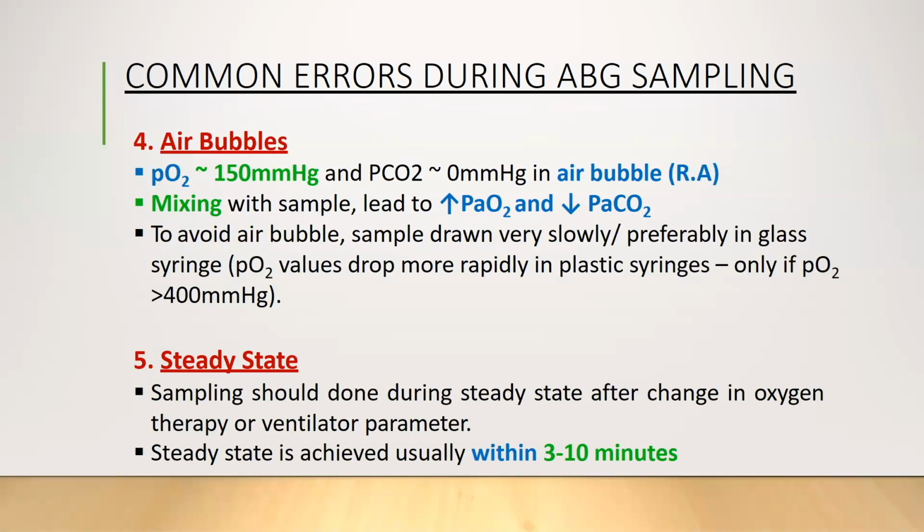Then air bubbles also can affect the ABG reading, because the PO2 in air is around 150 millimeters of mercury, and the PCO2 is 0 in the air bubbles. When mixing with the sample, this can cause an increase in PO2 or a drop in the PCO2. So to avoid air bubbles, the sampling should be drawn very slowly and preferably in a glass syringe. Usually the sample should be taken after a steady state following a change in oxygen therapy or the ventilator setting. A steady state is usually achieved within 3 to 10 minutes.